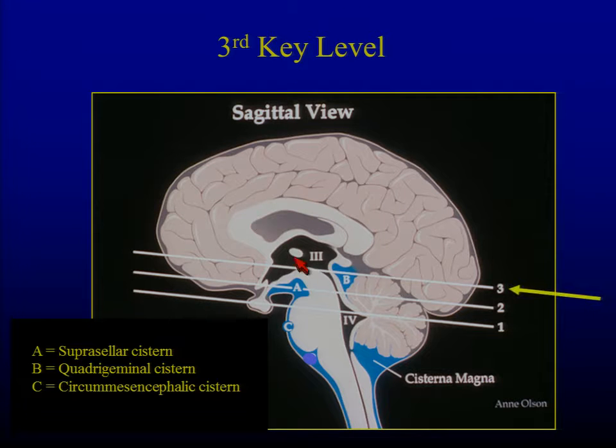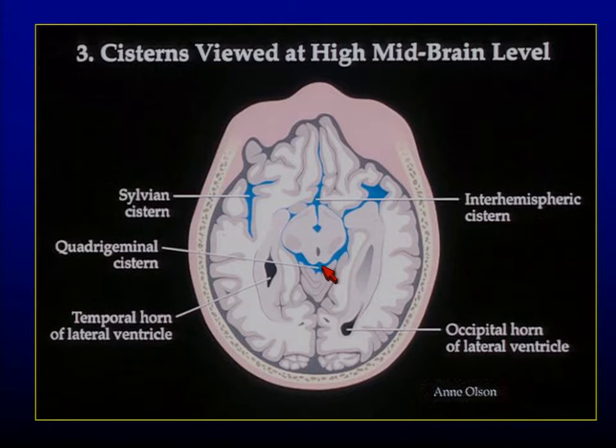Then we hit our third key level. We may or may not catch a little bit of the cerebellum, and then we hit our last cistern, the number 4 cistern, which is the quadrigeminal cistern. There are 2 things that can happen in the quadrigeminal cistern.